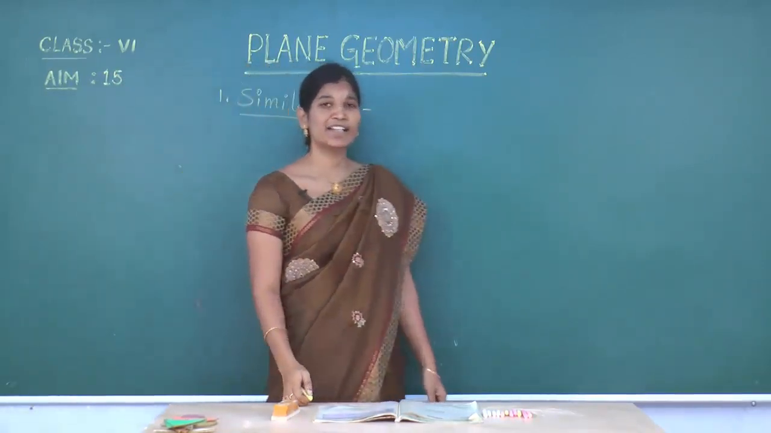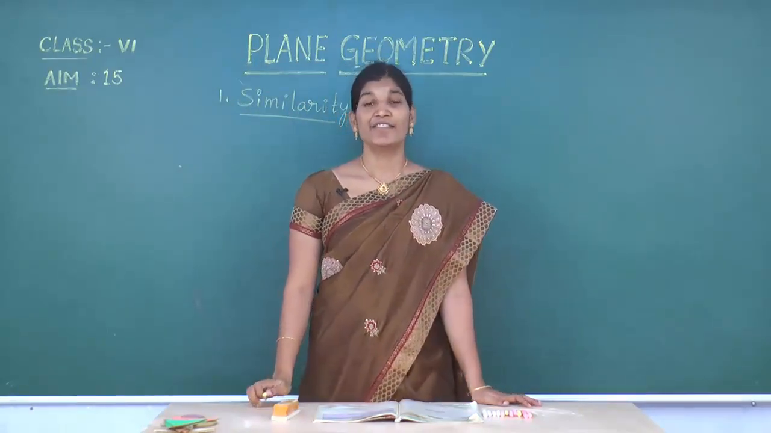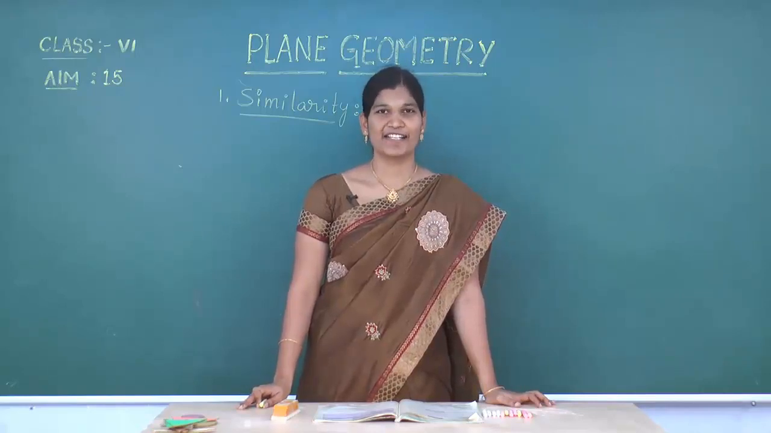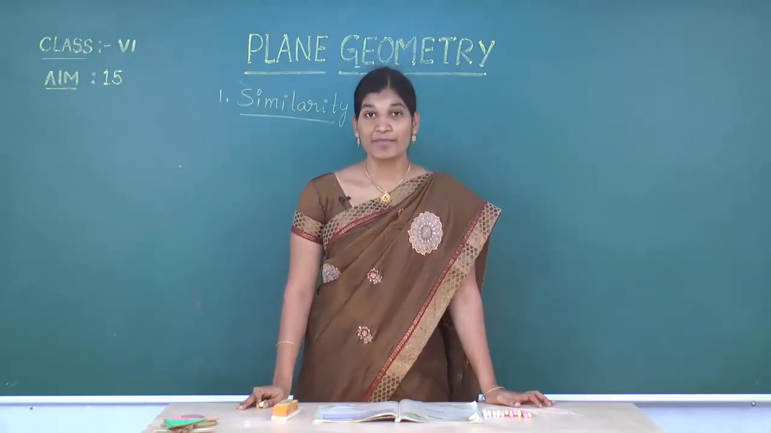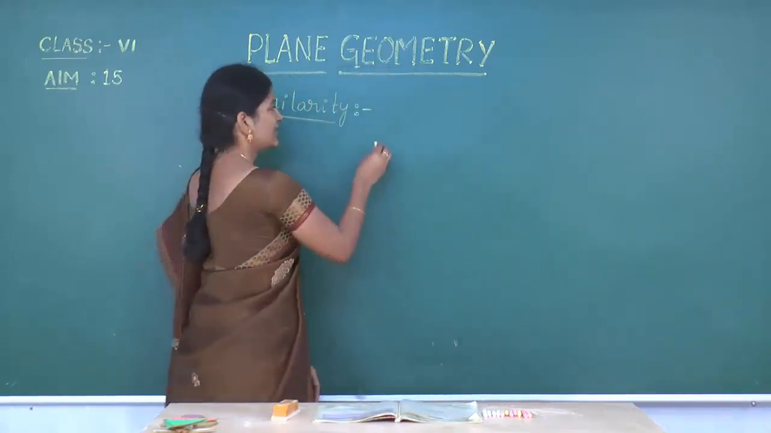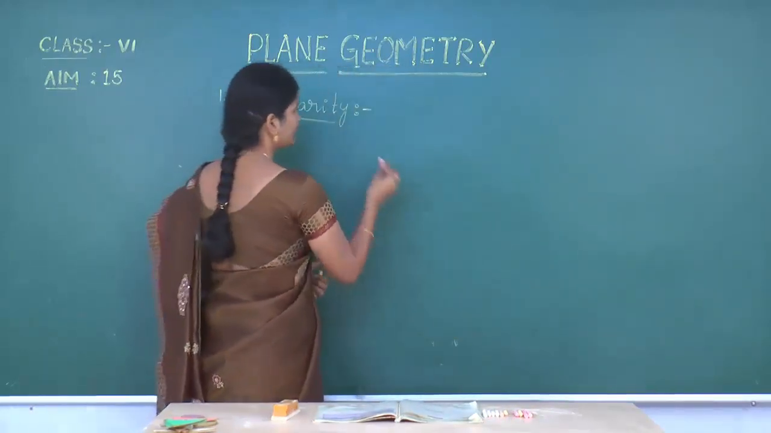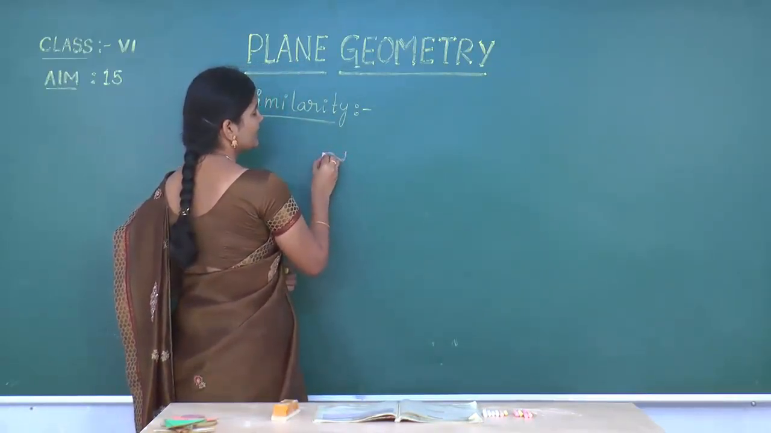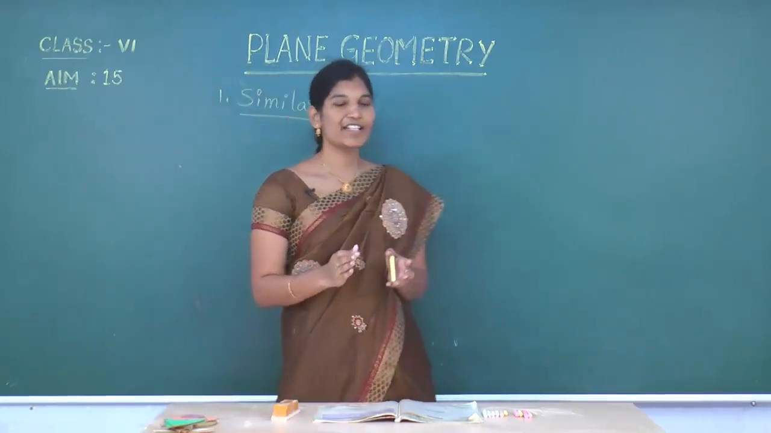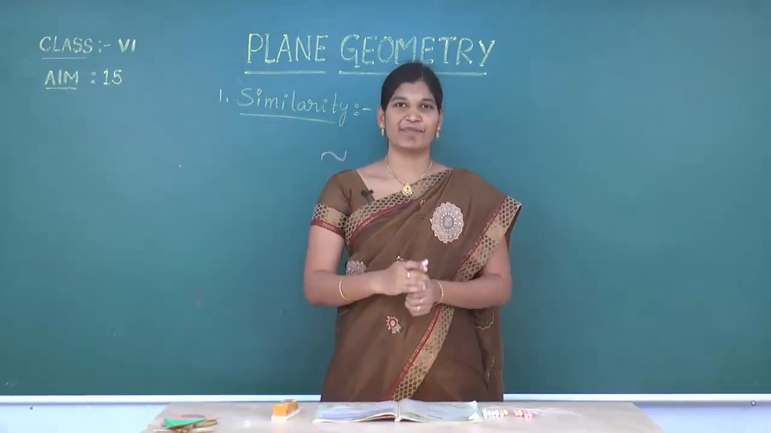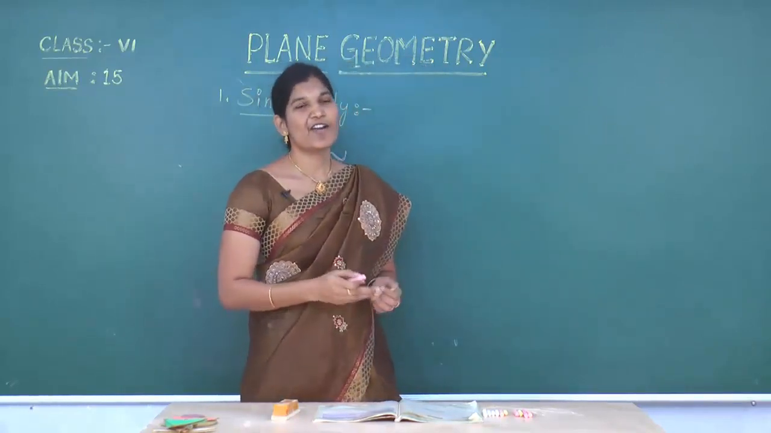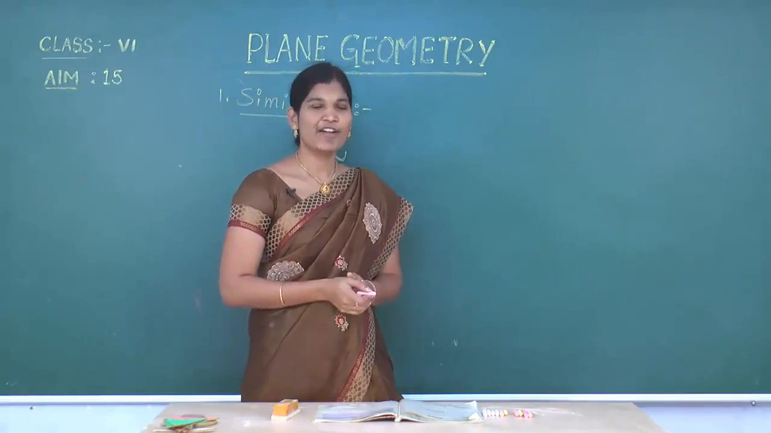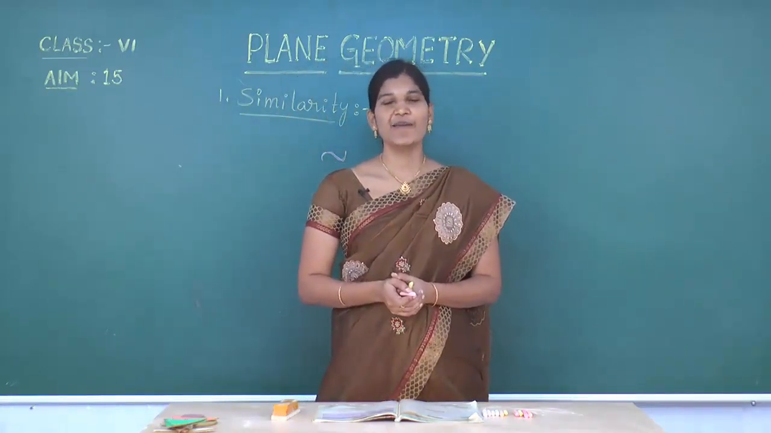What is meant by similarity? Simple. The figures which have the same shape are called similar figures. The symbolic form of the similar figures is this one. This is the symbol for similarity. So generally we can say all squares are similar, and all circles are also similar. Why? Because they are always in the same shape.